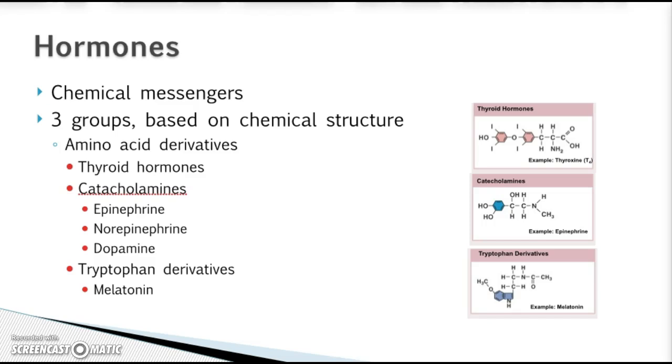It is interesting that all three of these catecholamines can act as both hormones and neurotransmitters, depending on where they are produced. The tryptophan derivatives are all based on the amino acid tryptophan. Melatonin, secreted by the pineal gland, helps regulate day and night cycles, and is one example of a tryptophan derivative.